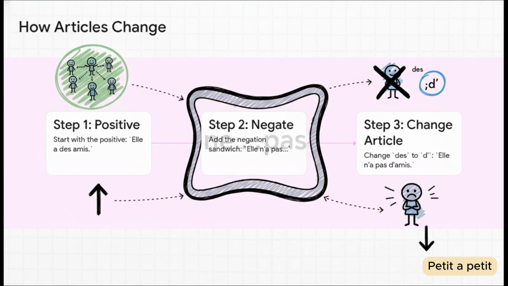You start with a positive sentence, something like elle a des amis, which means she has some friends. Now, when you make it negative, watch this. The articles un, une, and des, they all do this little magic trick and transform into de or d'. So it becomes elle n'a pas d'amis. She does not have any friends. The de just became d'.